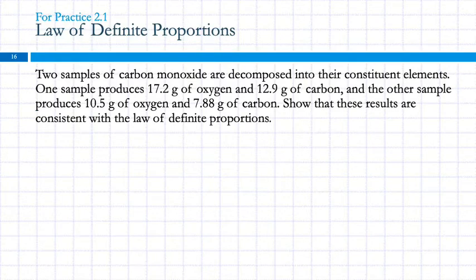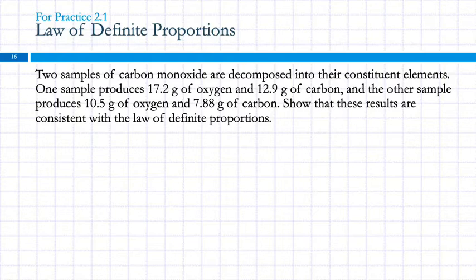Here's a little more involved calculation or problem. So again, we approach this by reading the whole thing, pulling the numbers out, and then finding out what they're asking us to do with this. So 2 samples of carbon monoxide are decomposed into their constituent elements. 1 sample produces 17.2 grams of oxygen and 12.9 grams of carbon. The other sample produces 10.5 grams of oxygen, 7.88 grams of carbon. Show that these results are consistent with the law of definite proportions.